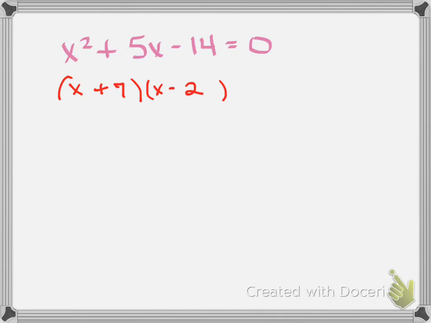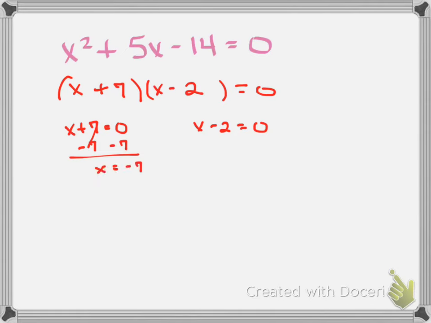Now we can use these factors, set them equal to 0, and solve them. If I want to solve the first equation, x plus 7 equals 0, I need to subtract 7 on both sides. 7 minus 7 cancels, and 0 minus 7 is negative 7. So one answer is negative 7. On the other one, I would need to add 2 to both sides in order to solve for x, and that would give me x equals positive 2.